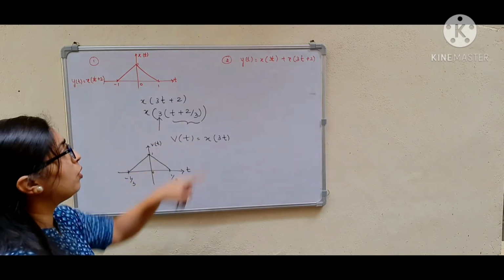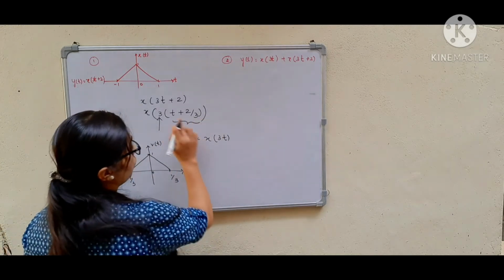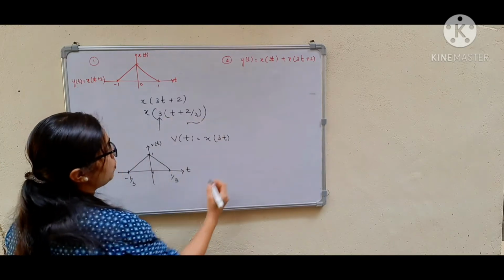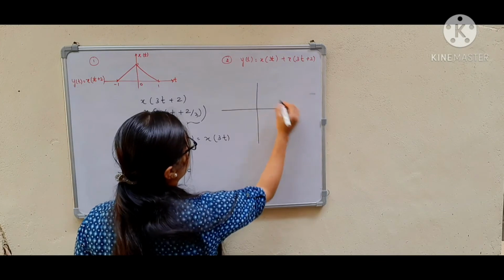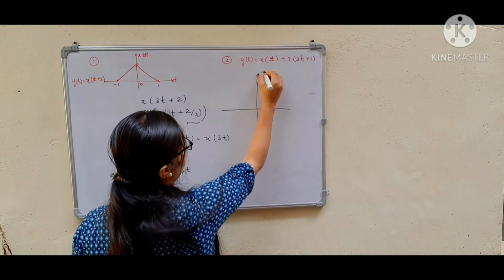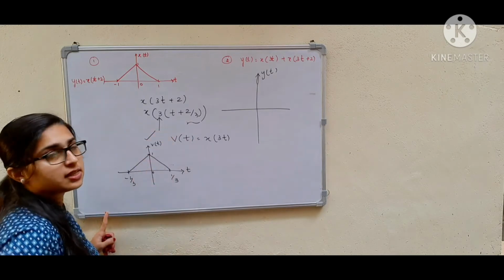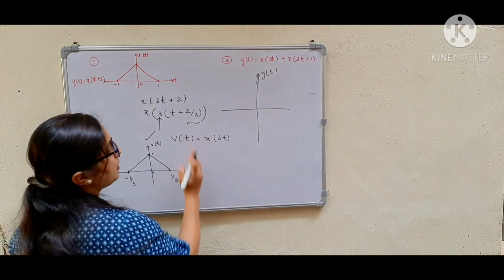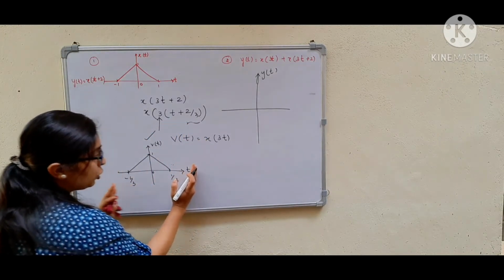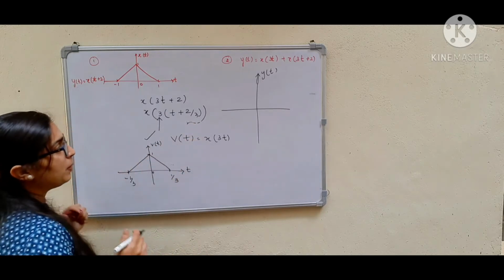Next we will perform the shifting. Okay, t plus 2 by 3. So now we are going to get y of t, that is performing the shifting operation on this signal. T plus 2 by 3 means this one will be moved towards the left by 2 by 3 units.